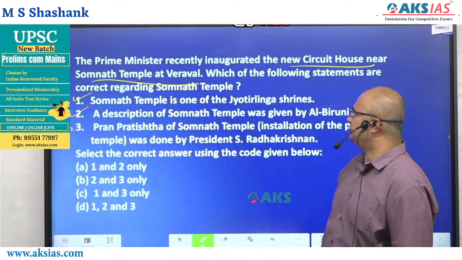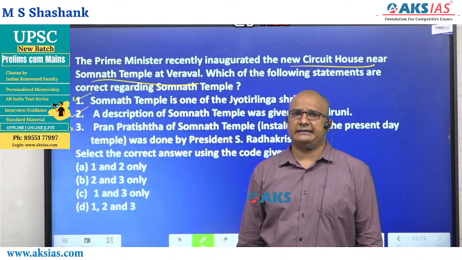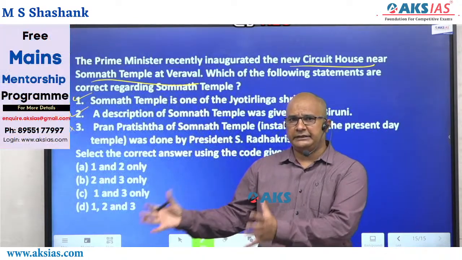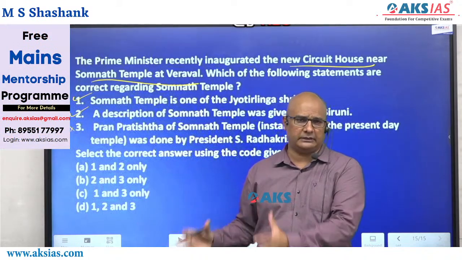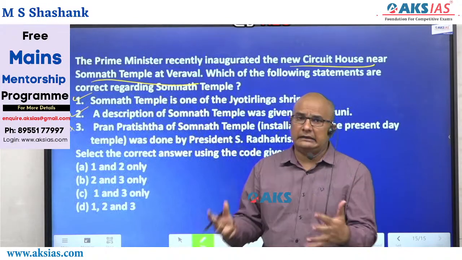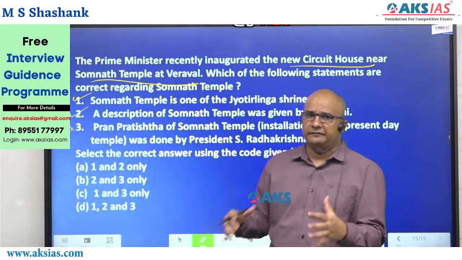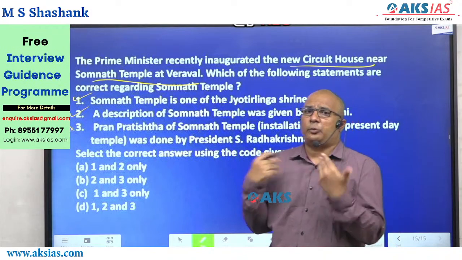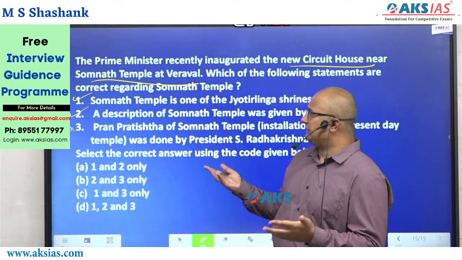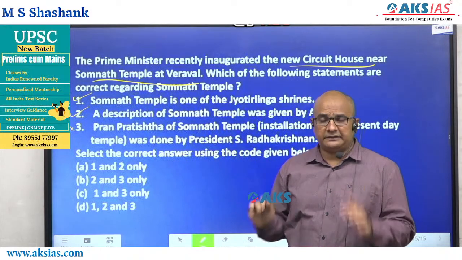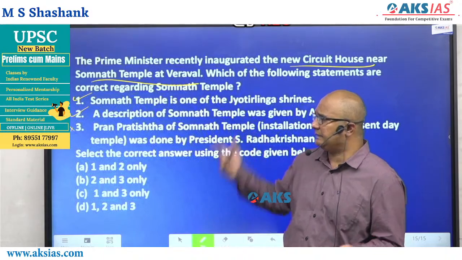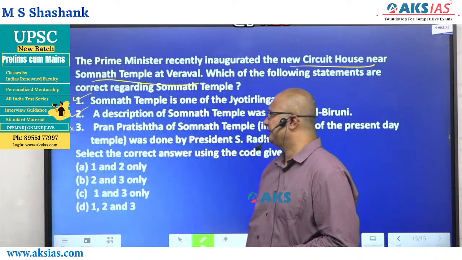Somnath Temple is one of the Jyotirlinga shrines. Jyotirlingas are those that we all know. Lord Shiva in Hinduism is worshipped in the form of linga. So in India it is believed that there are 12 such Jyotirlingas which are considered quite important. And in fact, out of those 12, Somnath is not only one of them, but is also considered the first of these 12 Jyotirlingas. So 100%, statement 1 is correct.